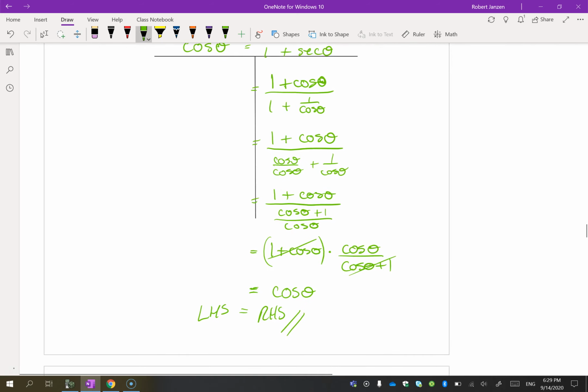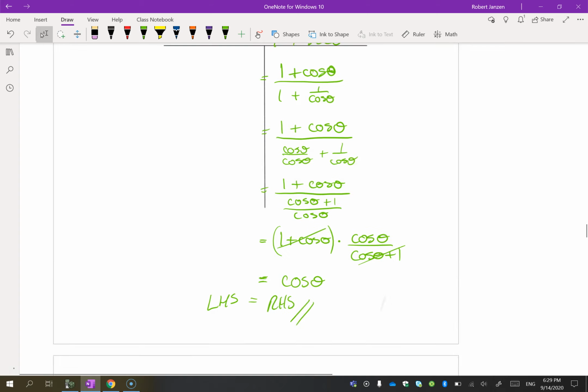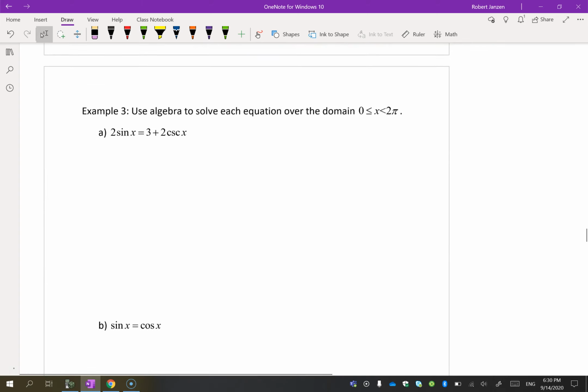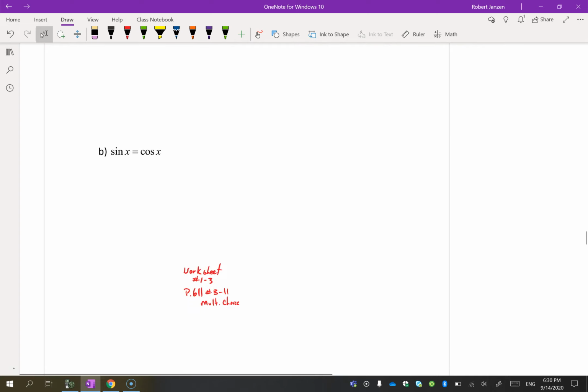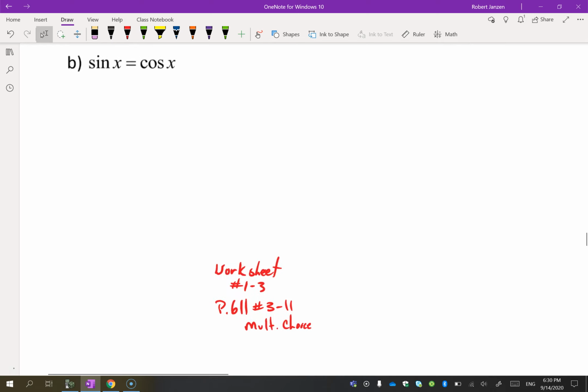Notice I'm only working on one side. Most of the time, that's the better strategy. The second you start working on 2 sides, you'll start getting confused. Okay, so try to stay on one side. All right, so that's kind of your introduction to identities. I'm going to stop there. I'll do these 2 questions on another lesson.